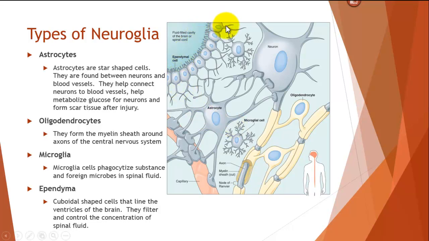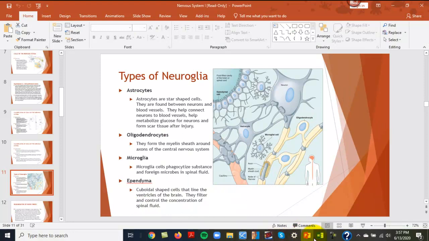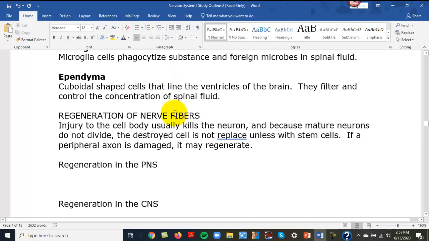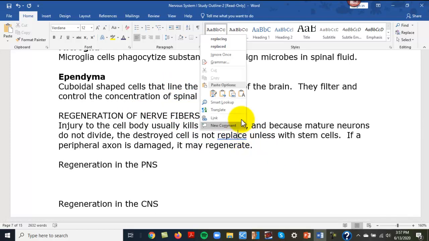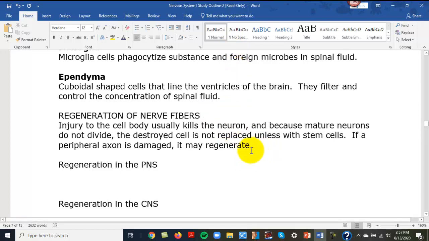And then these things that I think look like fish up here, these are called ependymal cells. See the little extensions coming off? And this is a fluid-filled cavity. The brain has something called ventricles that produce spinal fluid, and they control the consistency of spinal fluid. So it says they filter and control the concentration of spinal fluid. So we just did the big four. Regeneration of nerve fibers. Doing this as we're going. Is not replaced. That sounds better.